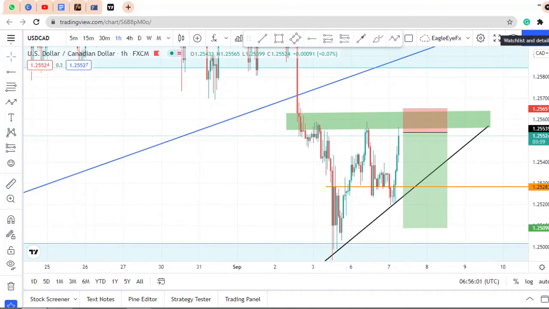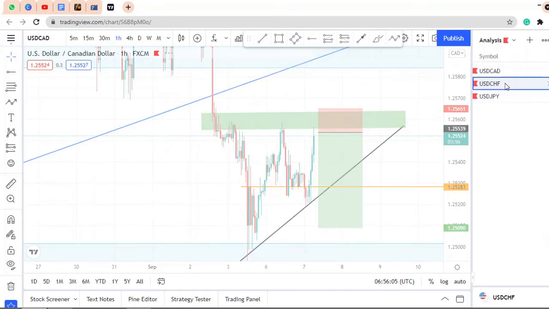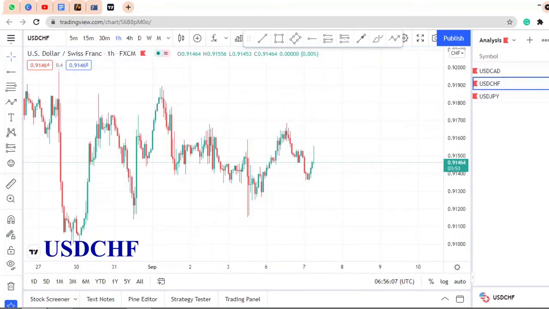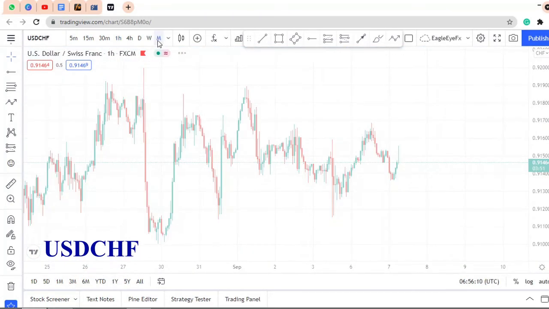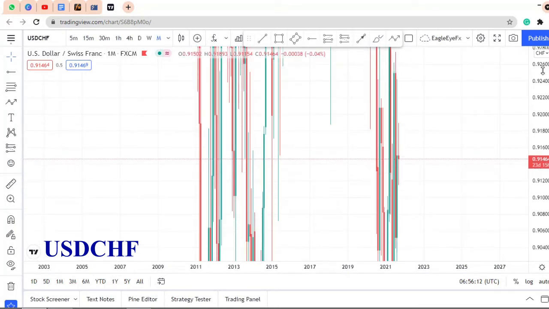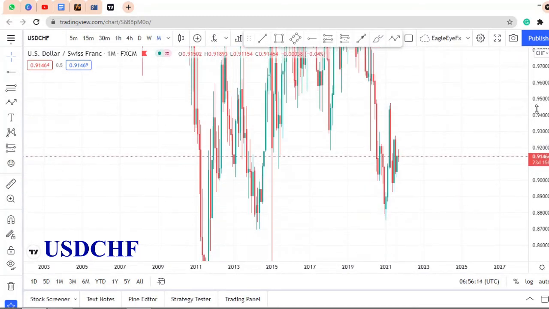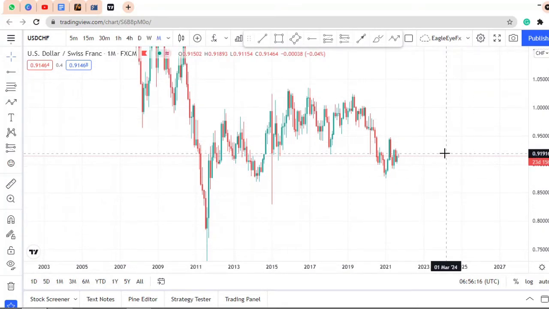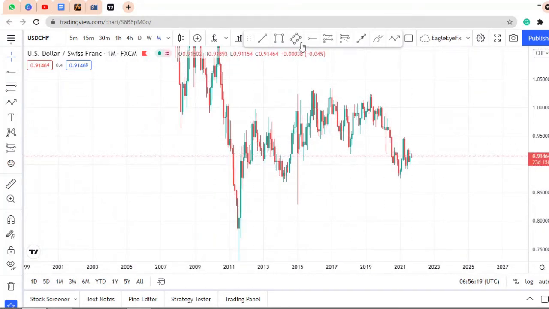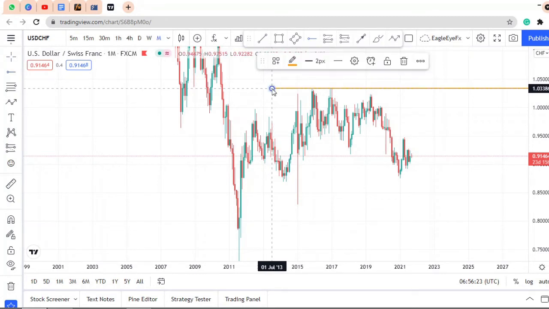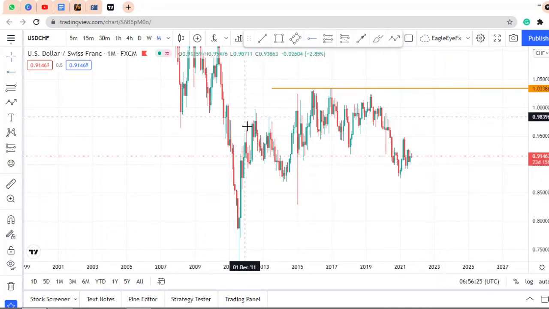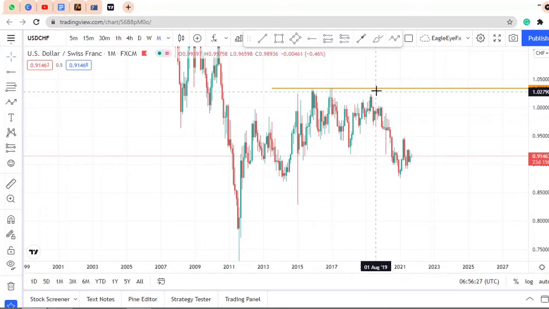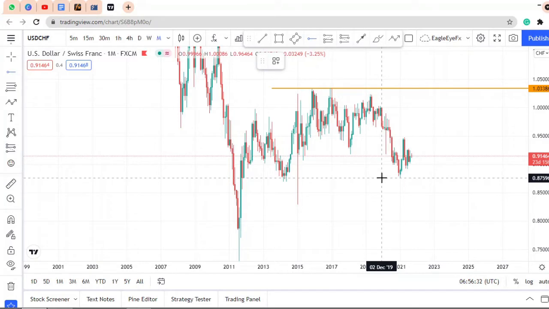Let's move to our next one, which is USDCHF. So on USDCHF, I'll go to the monthly. I like going to the monthly to just find the general direction of the market. So you can see that USDCHF came all the way to this level here, and then consolidated and then pushed down up to this level over here.